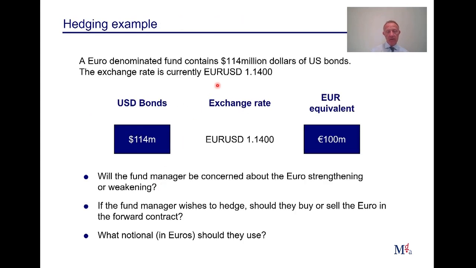FX forwards are normally used to hedge exposure to overseas currencies. Our fund is denominated in euros, and we have a holding in US dollar bonds. We bought $114 million worth of bonds. The exchange rate is 1.14, and that's equivalent to 100 million euros. We are concerned about the dollar weakening or the euro strengthening, and therefore we should buy euros in the forward market to hedge. And we should buy 100 million euros in the forward market. That will be the notional.